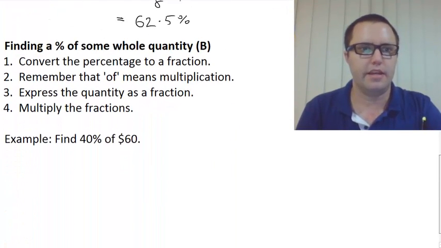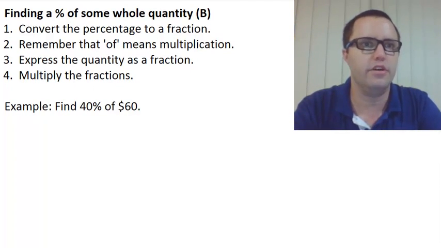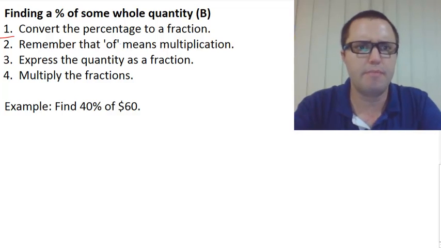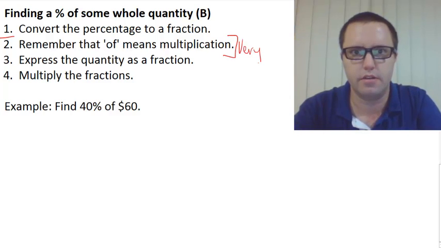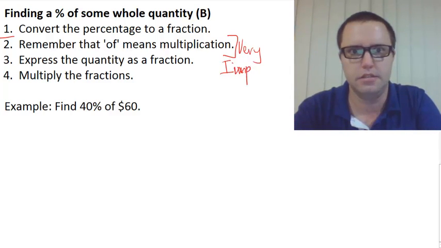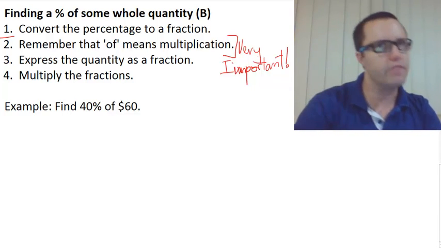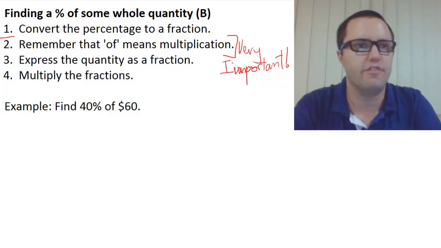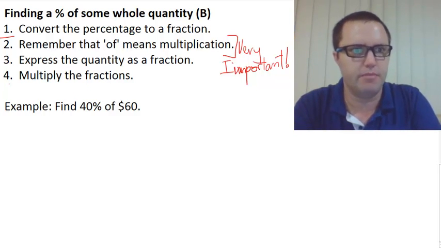Right, next, being able to find a percentage of some whole quantity B. The way that we go about that is firstly we convert our percentage to a fraction, and we remember that of means multiplication. This one here is very important. It will help you to be able to decode a lot of word problems. If you can remember that something of something, you've got to be thinking about multiplication. So first, convert the percentage to a fraction. Remember that of means multiplication. Express the quantity as a fraction as well, then multiply the fractions as we had before.